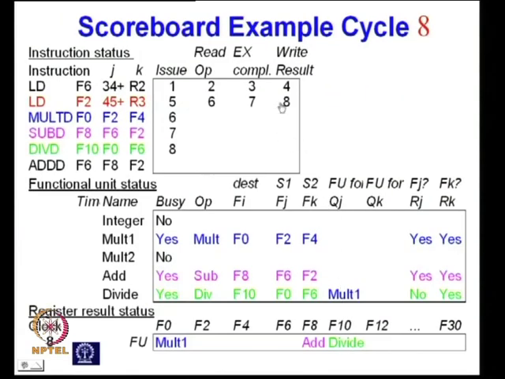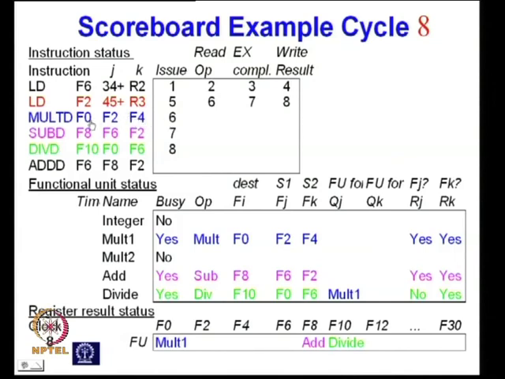Now, we go to clock cycle 8. As we go to clock cycle 8, the integer unit will complete its execution. It will write the result into the register F2. So, you can see here there is no longer any mention of the integer unit, and the integer unit has become free. It is no longer busy. So, the integer unit is now free, but it has already issued the remaining three instructions. They will be in different stages of completion, because we have seen that multiplication takes longer time.